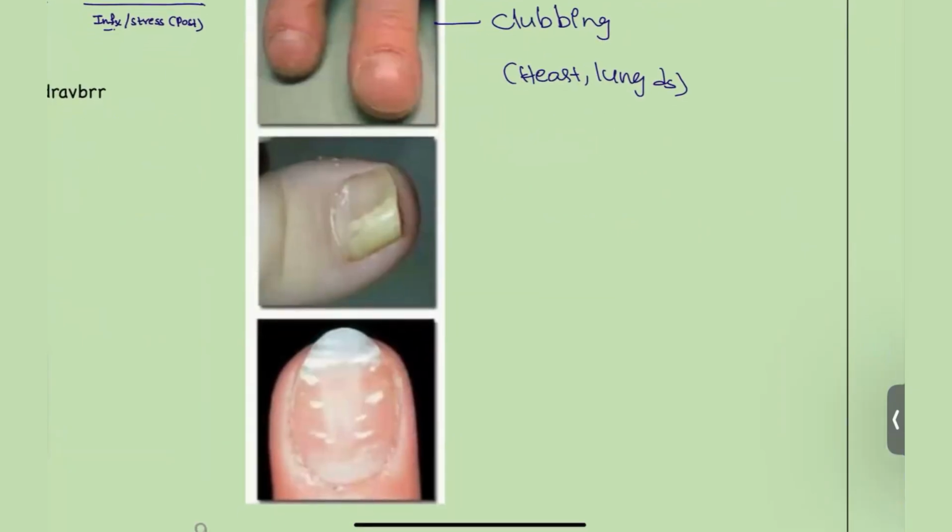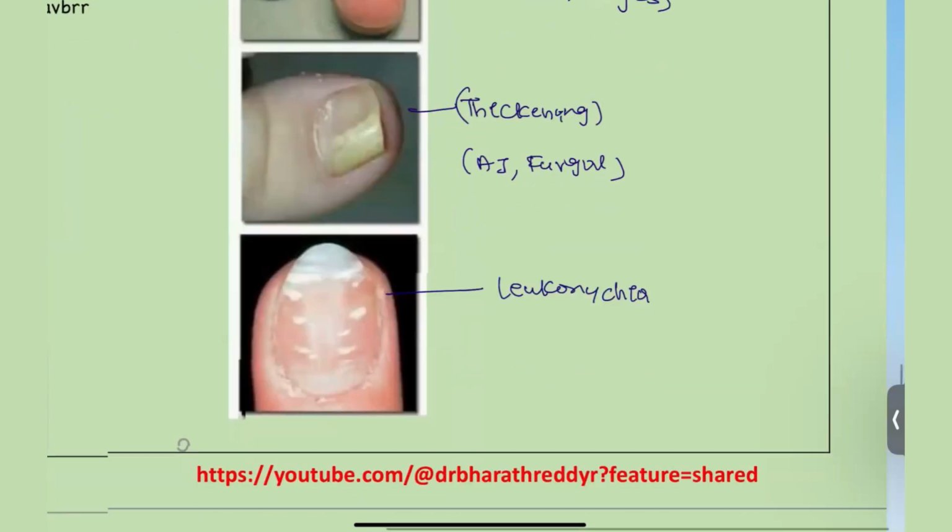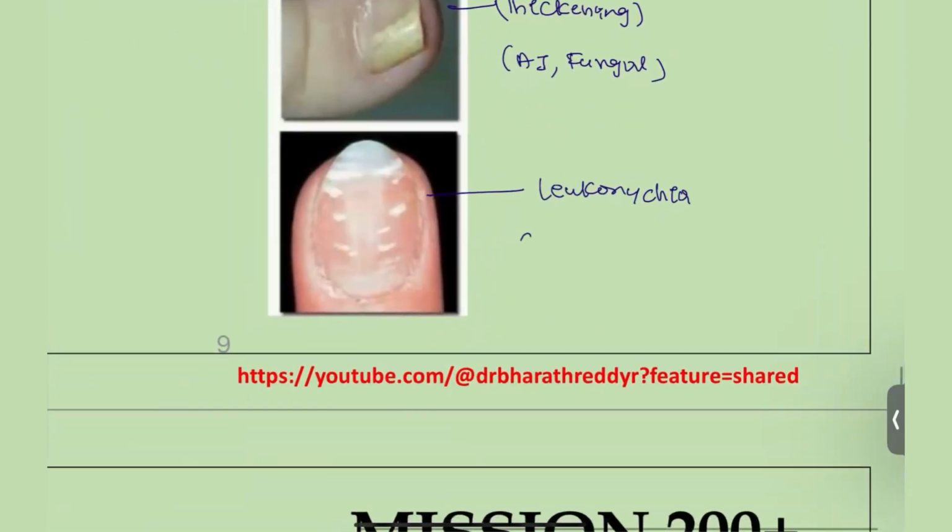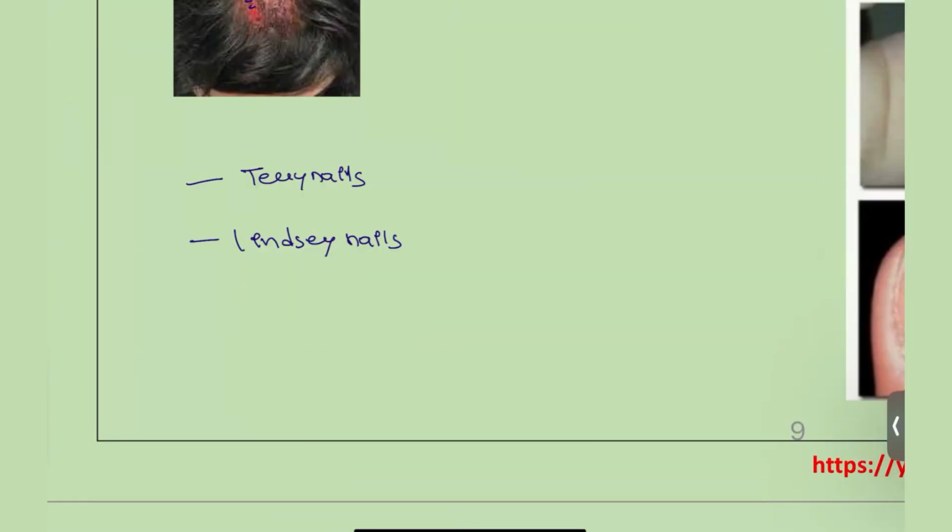Next, this is the thickening, usually seen in autoimmune conditions and also fungal conditions. Next, this is leukonychia, usually again malnutrition. Terry's nails are seen in liver diseases. Lindsay's nails are seen in CKD or end-stage renal disease patients.